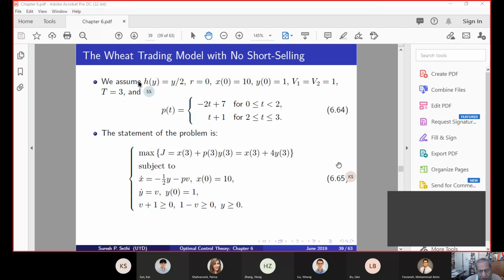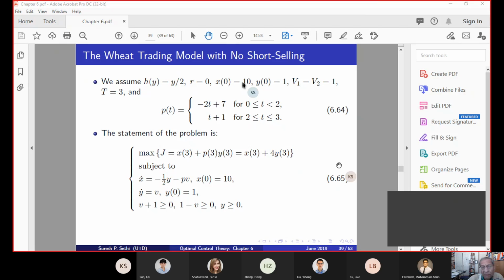So now we don't allow short selling, which means y is bigger than or equal to 0. If we don't allow short selling, then y is not going to be negative, so h(y) can be written as y divided by 2. We don't need the absolute value anymore. And so we are in familiar territory now. We assume r equal to 0.